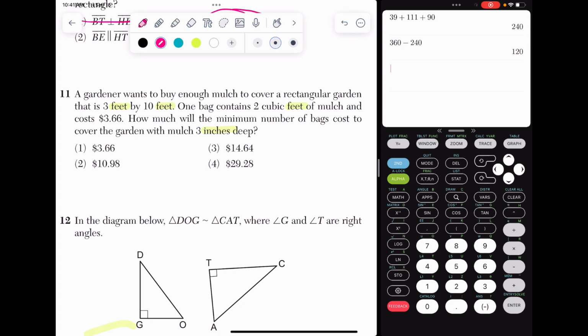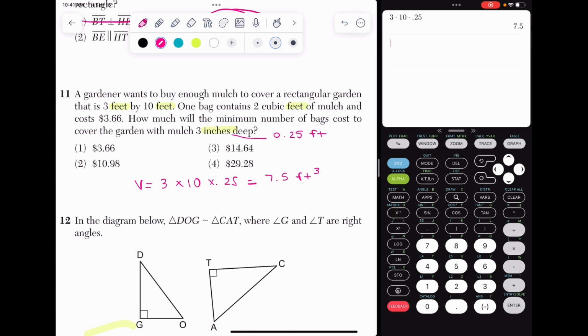So since 3 of them are in feet and 1 of them is in inches, let's change the one that's in inches. So 3 inches is equal to 1/4 of a foot, so 0.25 feet. Okay. All right, so the volume of this garden is 3 by 10 by 0.25. So let's calculate that. So 7.5 cubic feet is the volume of the garden.